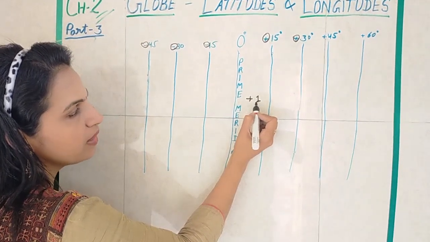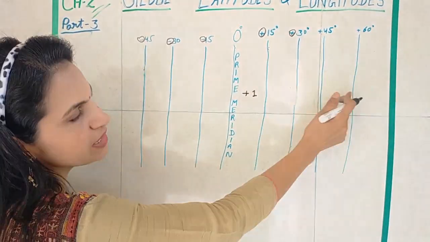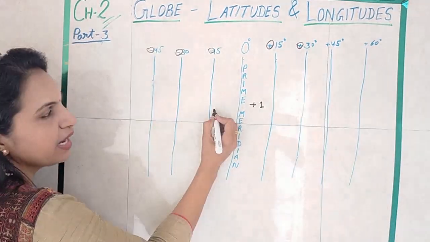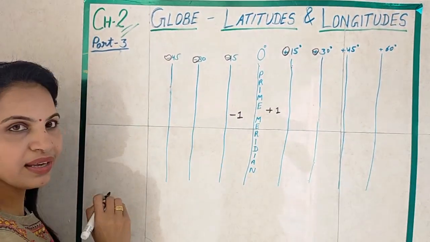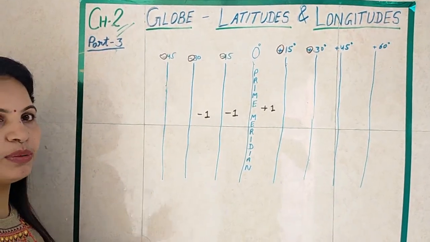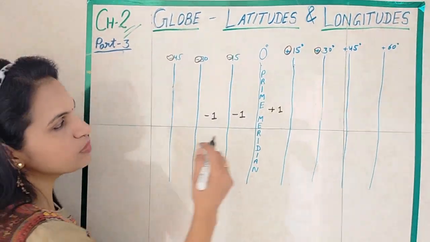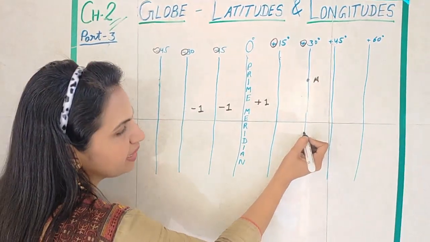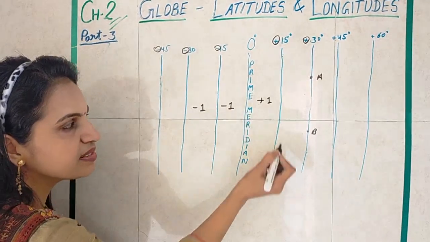Now it is clear that when we move in the east direction, we have to add 1 hour after each 15 degrees. In the same way, when we move in the west direction, we have to reduce 1 hour on our watch after each 15 degrees. Now one more thing comes to our mind. Suppose a place A is located here and a place B is located here on the same longitude.